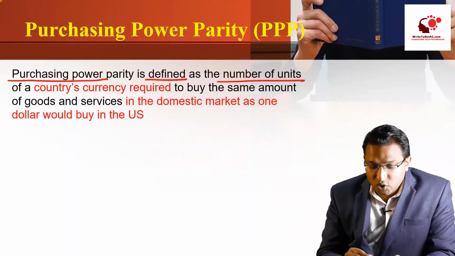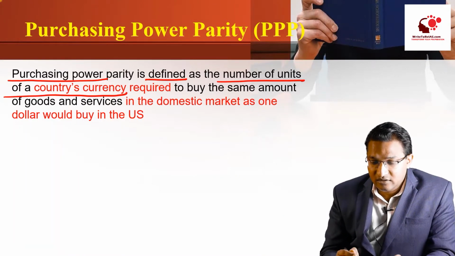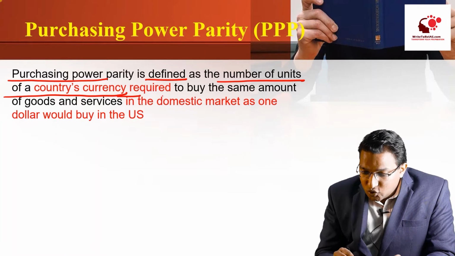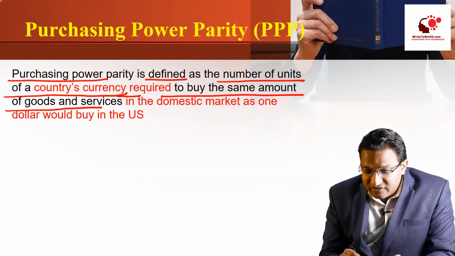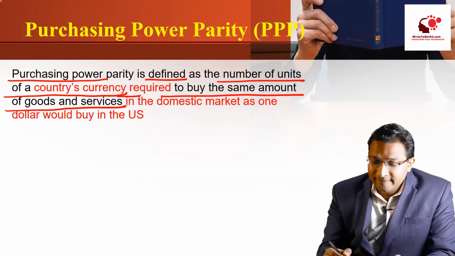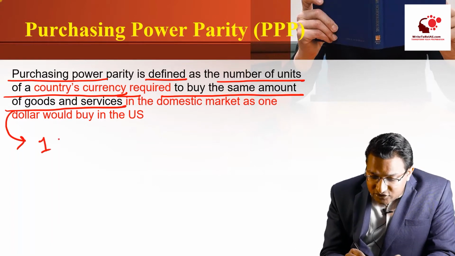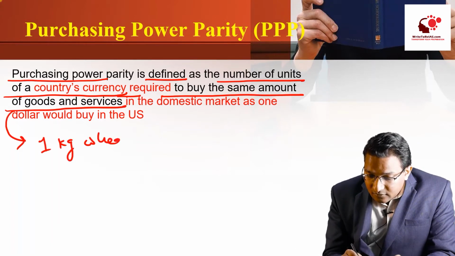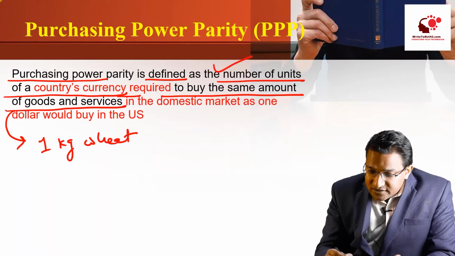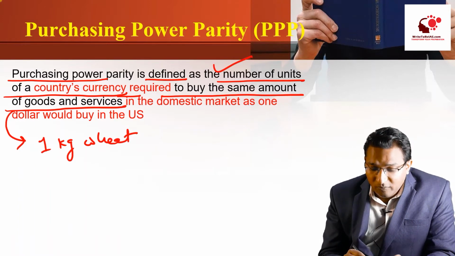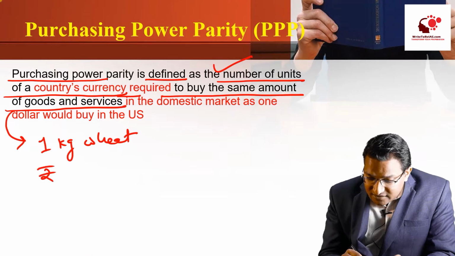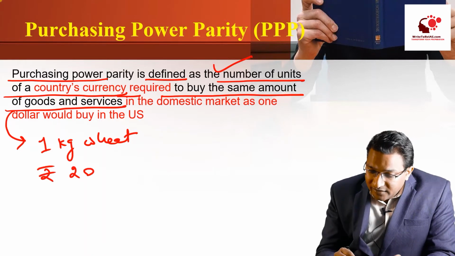Number of units of a country's currency required to buy the same amount of goods and services. So in our example, buying the same amount of goods and services means 1 kg of wheat, right? How much currency is required of India's currency? Rupees 20 in the domestic market.